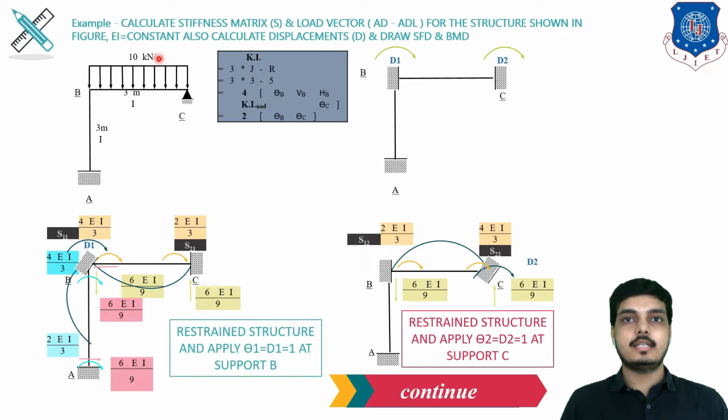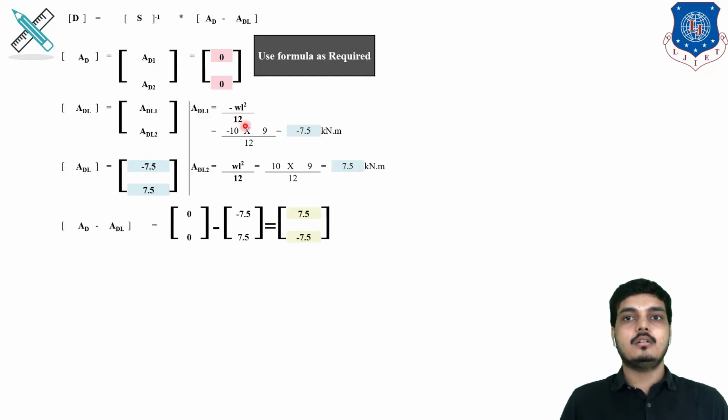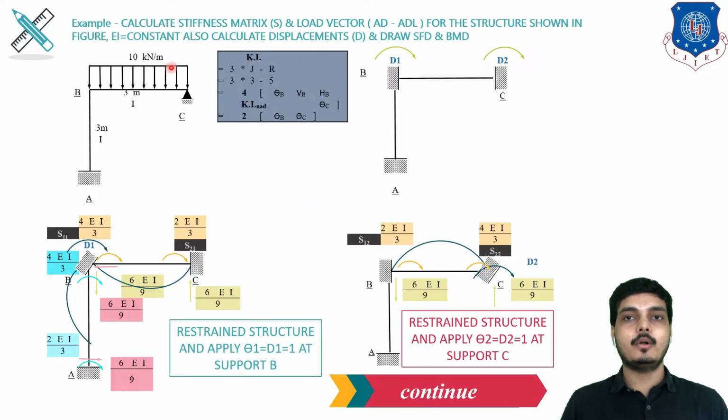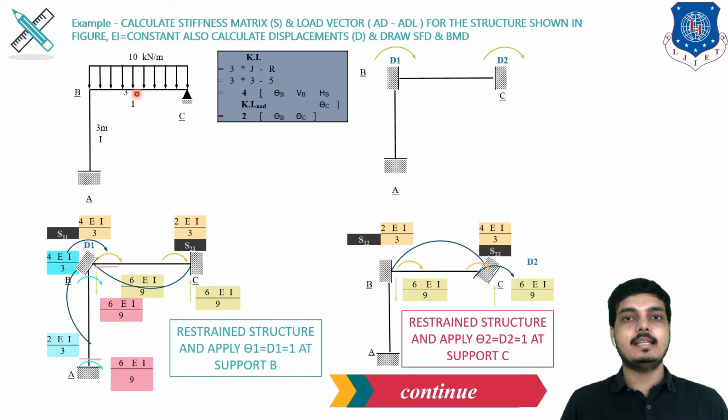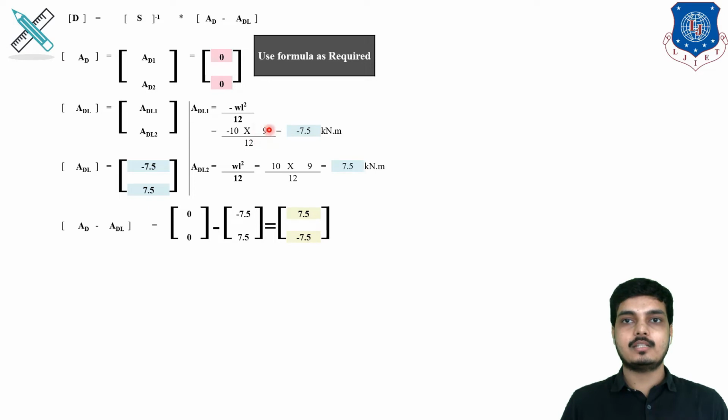ADL is due to this loading. The formula is WL square by 12, so minus WL square by 12 for B support, and for C support it will be clockwise, so plus WL square by 12. W is 10, L is 3, so L square is 9, divided by 12. I will be getting minus 7.5 and plus 7.5. Putting in a matrix manner, first row is for unknown number 1, second row is for unknown number 2.